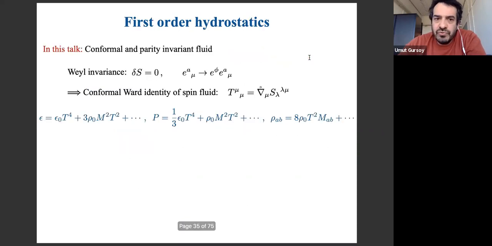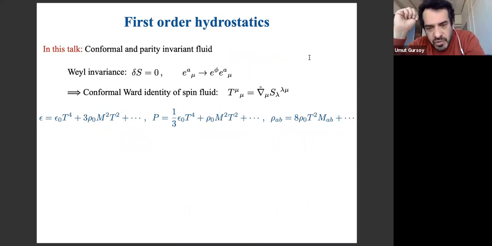To keep things simple, what we have done in this paper with Amos and Domingo was to assume Weyl invariance. So we assumed the conformal and parity invariance of the fluid. We were just looking at the conformally invariant and parity invariant fluid. That's not typically the case for a quark-gluon plasma, but let's make this approximation.